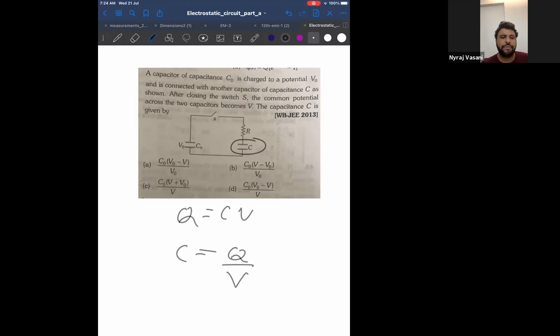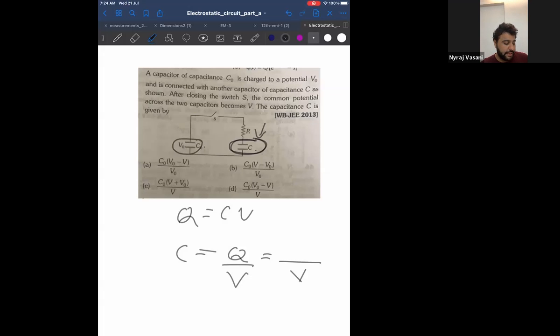This is the basic syntax of the question. Now, I want to find the capacitance C. So I have two cases. One is C naught and one is C. Therefore, if I want to find this capacitance C, it will be divided by V itself, not V naught, because I don't want to find capacitance over here. I want to find capacitance over here. Therefore, V will remain as it is because I'm finding capacitance of the second capacitor.